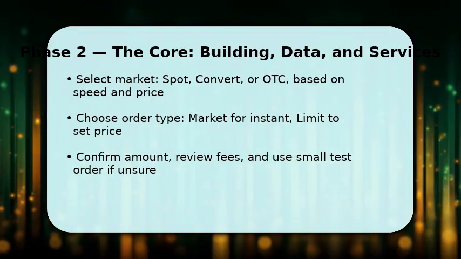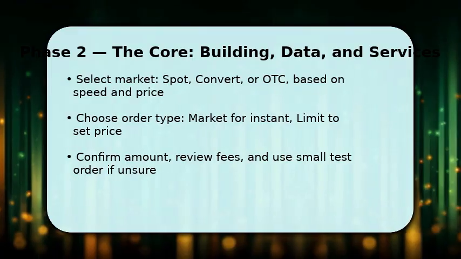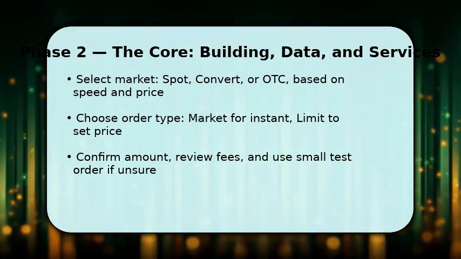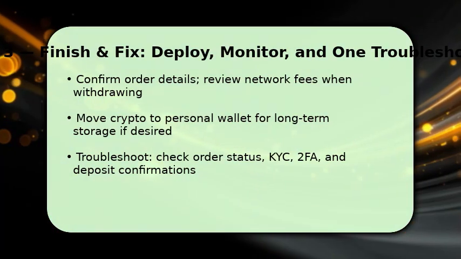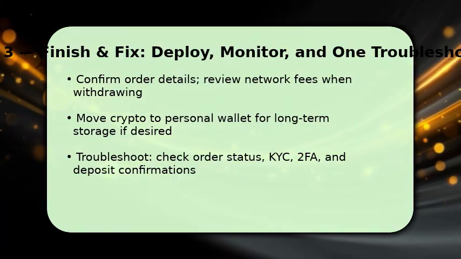Enter the amount or percentage of your balance, review estimated fees and total cost, and consider a small test purchase to verify the flow. After placing the order, confirm execution and view your transaction history to ensure it filled. Then move coins to your Spot wallet or withdraw to a personal wallet for custody.